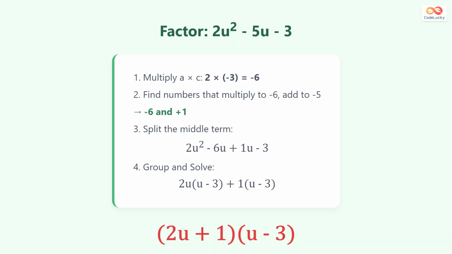Now we factor 2u squared minus 5u minus 3. We can use the C method. Multiply 2 times negative 3 to get negative 6. We need factors of negative 6 that add to negative 5. Those are negative 6 and positive 1. We split the middle term, group them, and we get the result. 2u plus 1 times u minus 3.